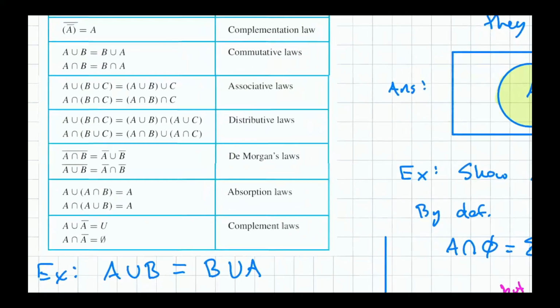Okay, so that was just one of the distributive laws, right? So we did the first one, right? Yeah. So that's one of the distributive laws. We also have De Morgan's laws. So just like you have De Morgan's laws for logic, you have De Morgan's laws for sets.